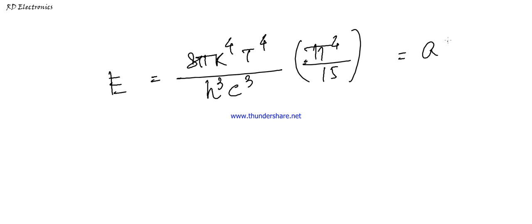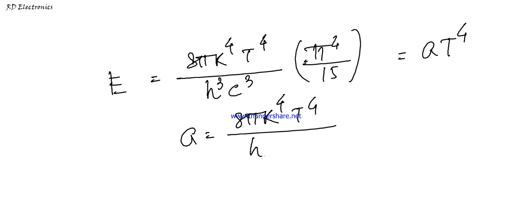So this is also expressed by a T to the power 4, where a equals this constant parameter 8 pi to the power 5 k to the power 4 divided by h cube c cube, and this is T to the power 4. Okay, so this is a constant value. So now we calculate the rate.